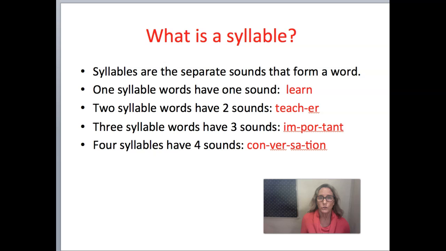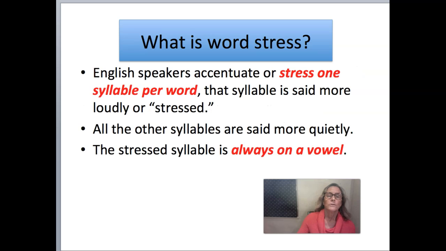So a one-syllable word has one sound, like learn, one sound. That's the word. A two-syllable word, teacher. Two sounds, teacher. One word. Three syllables means three sounds, important. Three sounds, one word, and so on. Conversation has four syllables.